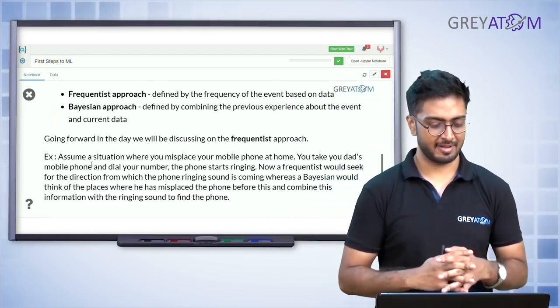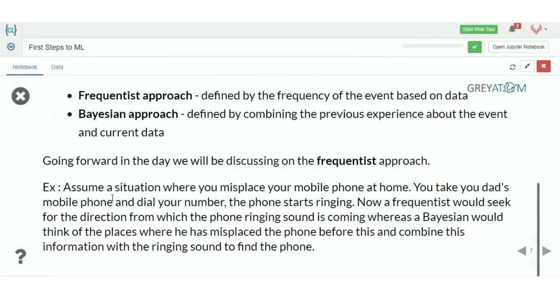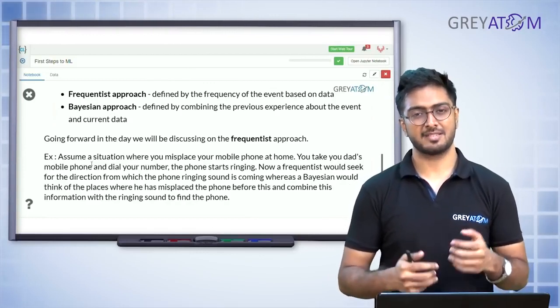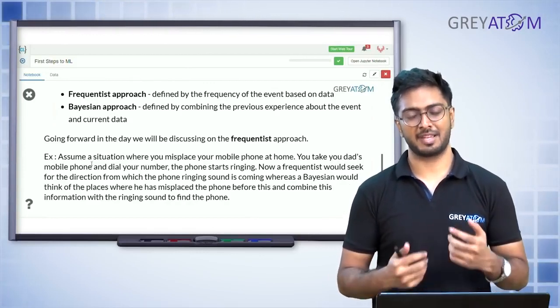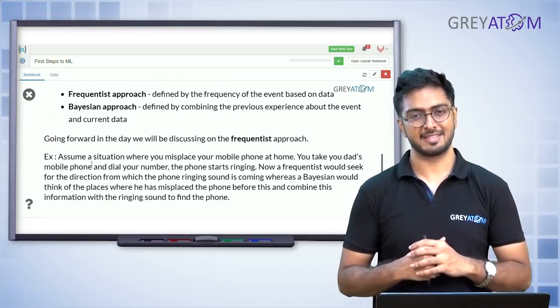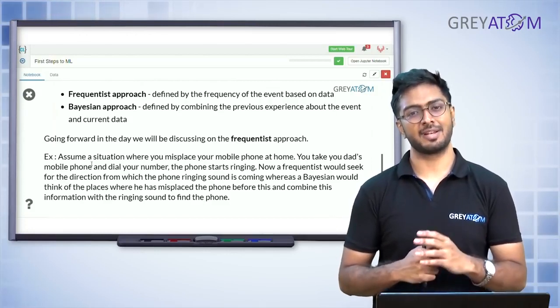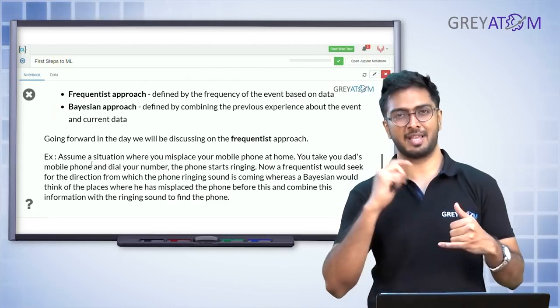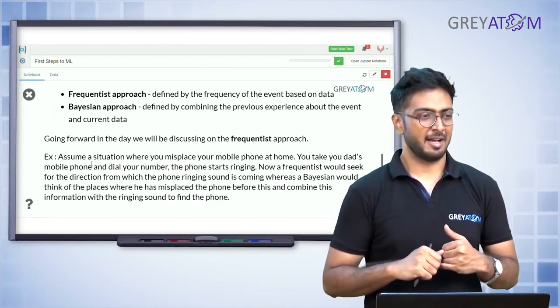Sounds very hodgepodgey, right? So let's look at an example. Assume a situation where you have lost your phone. How would you try and figure out where that lost phone is? There are two options for you. One is you would give a call on that phone, and based on where the sound of the ringing phone is coming from, you would try and guess. That is a frequentist approach.